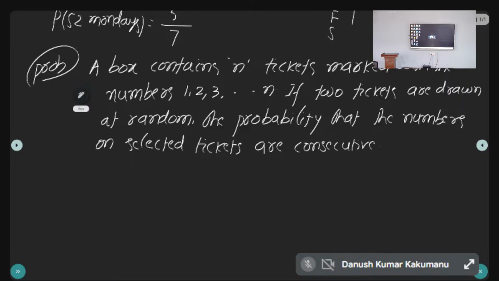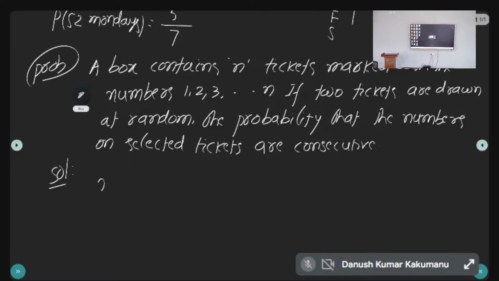Two tickets are drawn, and you may ask whether they are drawn at a time or one by one. At a time only you have to consider. If it is one by one, they will clearly specify. Otherwise, always assume two tickets are drawn at a time. The probability that the numbers on the selected tickets are consecutive. Consecutive means side by side, maybe 1, 2 or 2, 3 or 3, 4, like that, not 1, 3 or 1, 7. Very clear. What is the denominator? First you fix the denominator.